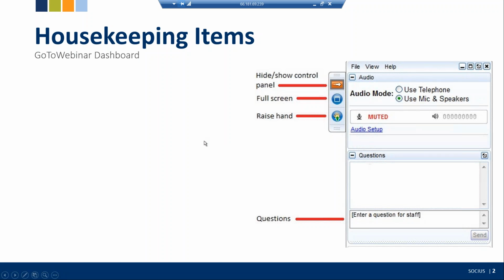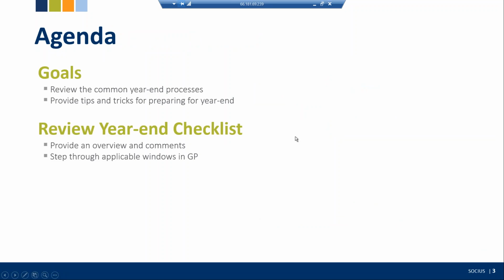It's that time of year where we're going to go over that topic we only have to think about right about this time of year. So what I wanted to first start off with is our agenda. First of all, our goals for this presentation are really to review the common year-end processes and provide tips and tricks for preparing for year-end. What you're going to find during this process, when we review the year-end checklist, is that it's more about preparation than it really is about the task itself, because the task is typically fairly simple. But we are going to walk through all of this.